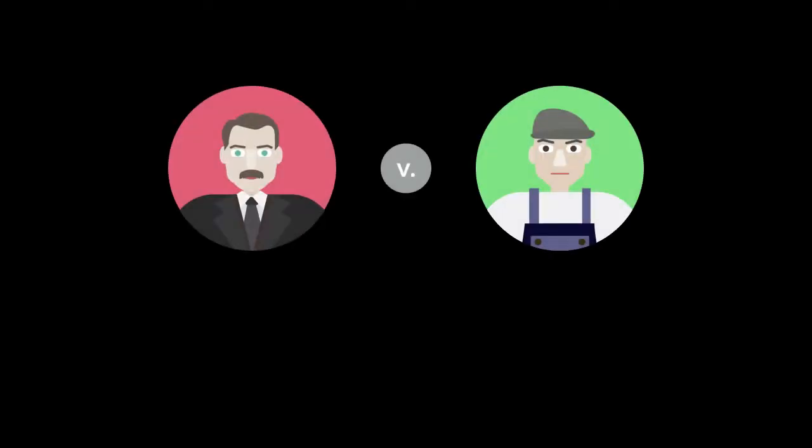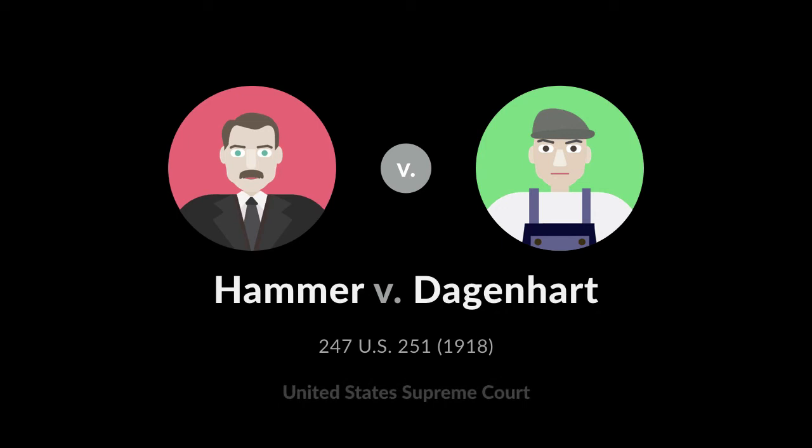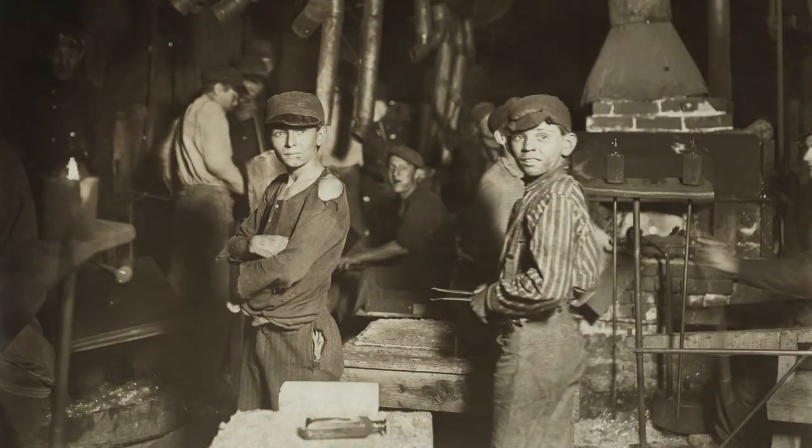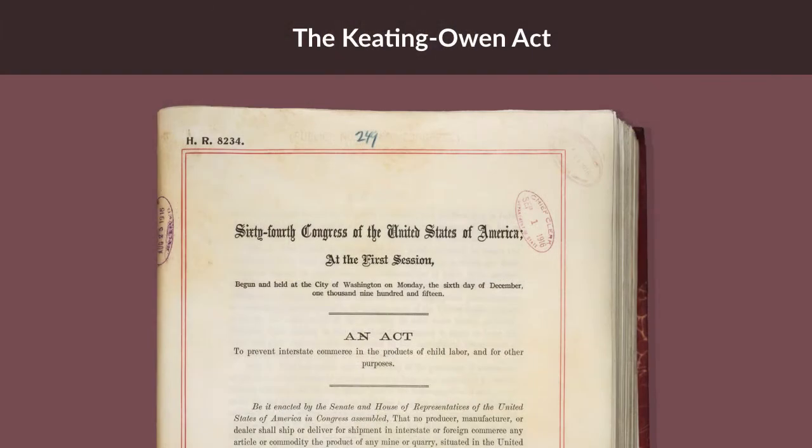In the case of Hammer versus Dagenhart, the United States Supreme Court stuck a dagger into the heart of a law that attempted to abolish child labor. Faced with increased concerns over the child labor conditions in mills and factories, Congress decided to take matters into its own hands. In 1916, it passed the Keaton-Owen Act, which prohibited goods made by children under a certain age from being sold in interstate commerce.